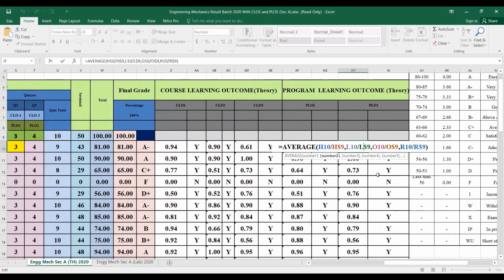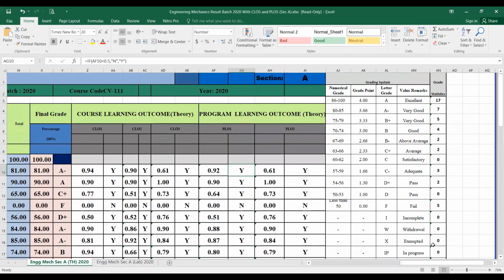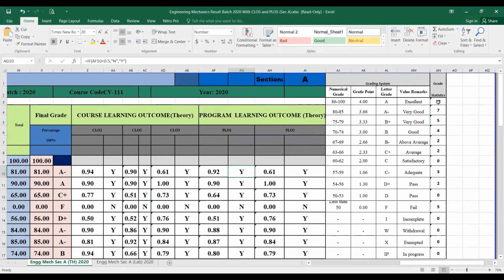And obviously you have to place yes or no whether the CLO attainment or PLO attainment is less than 50% or greater than 50%. If it is less than 50%, it will be no, and if it is greater than 50%, it will be yes. So you have to place the formula like this. Now one more thing, you can see this is the grades statistics.